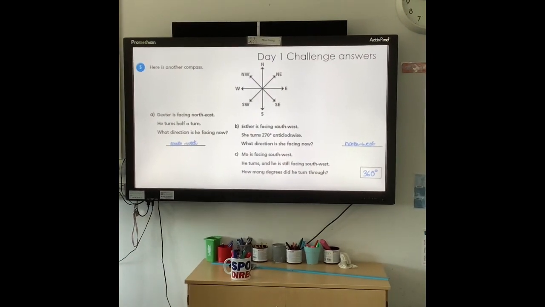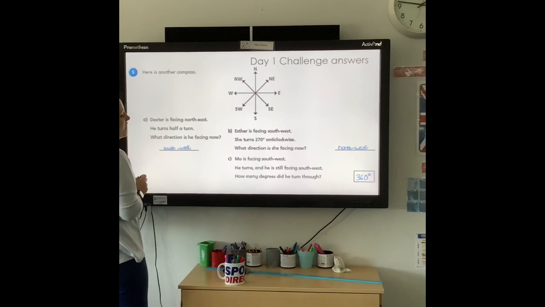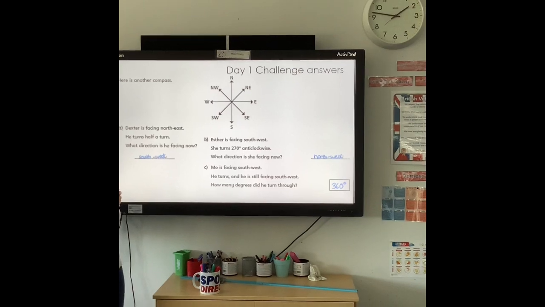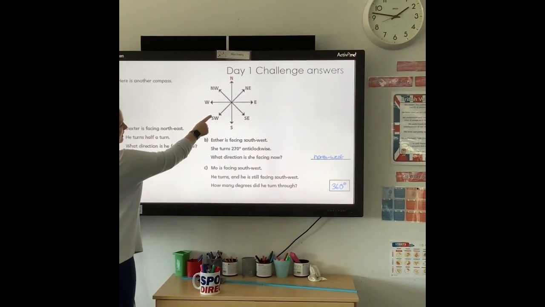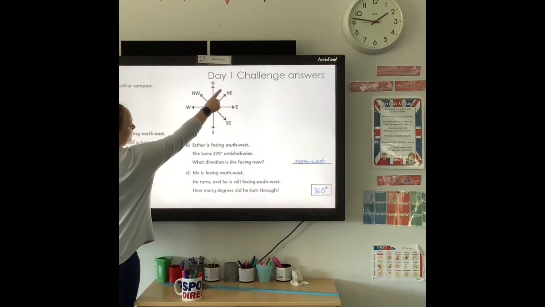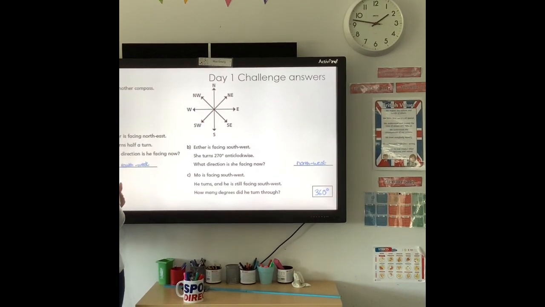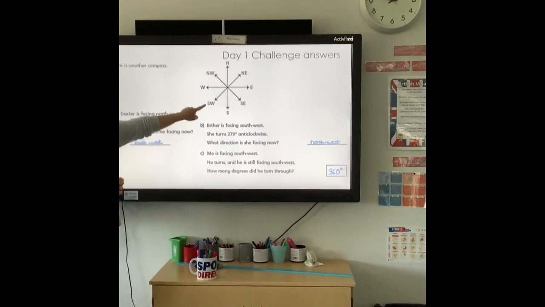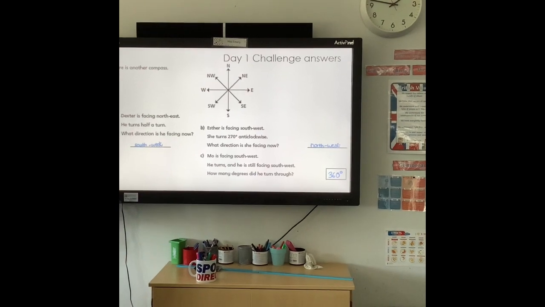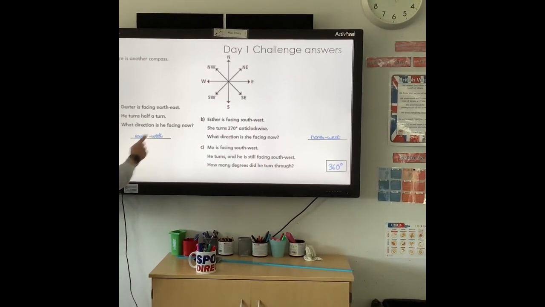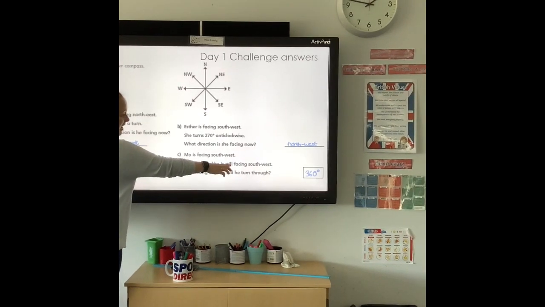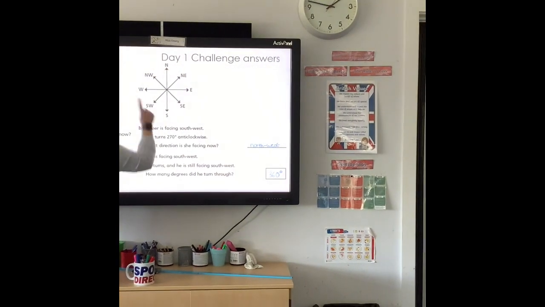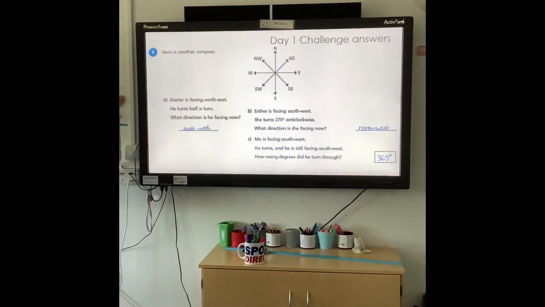Esther is facing southwest, this one here. She turns 270 degrees anti-clockwise. What direction is she facing now? Northwest. She goes 90 degrees, 180 degrees, 270 degrees to northwest. Mo is facing southwest, still here. He turns and he is still facing southwest. Now that means, because it does say he turns, he doesn't stand still, so he must go all the way round, and a full turn is 360 degrees. So very well done if you got those right.